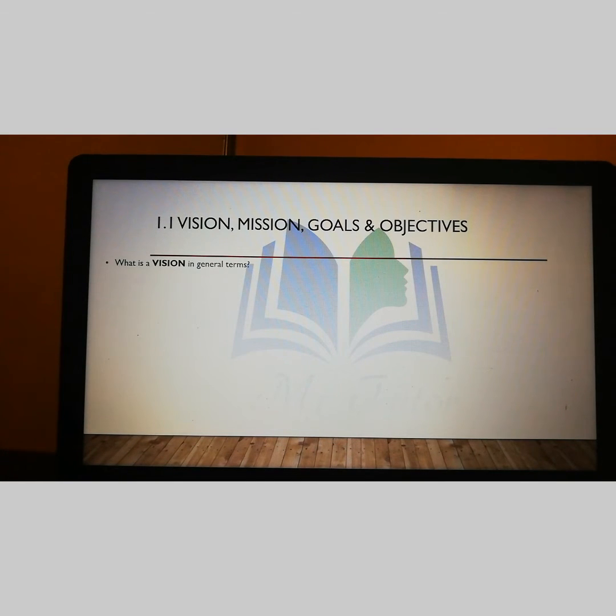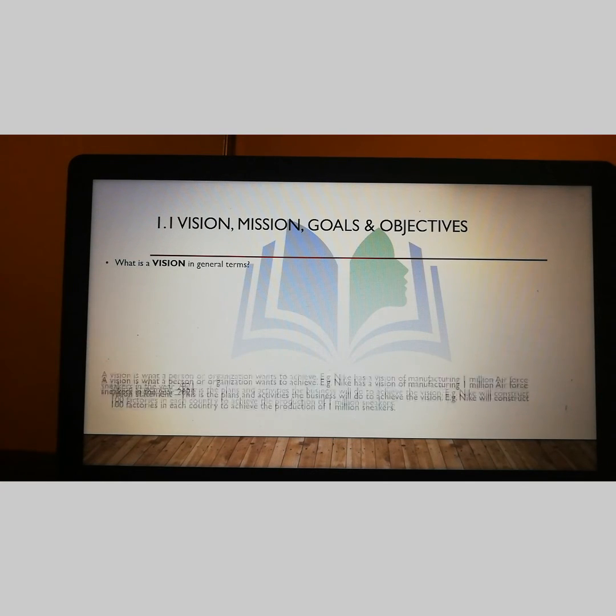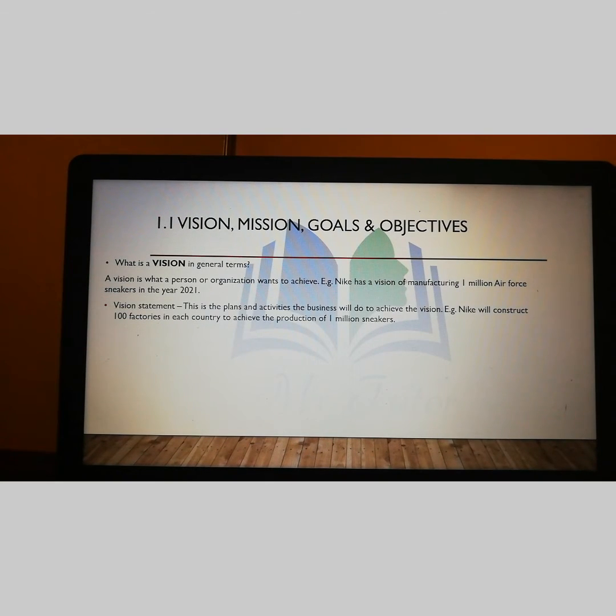Now, what is a vision in general terms? For me personally, a vision is what a person or an organization wants to achieve. For example, Nike has a vision of manufacturing 1 million Air Force sneakers in the year 2021. This is just my personal example. It's not something I know. It's just an example.